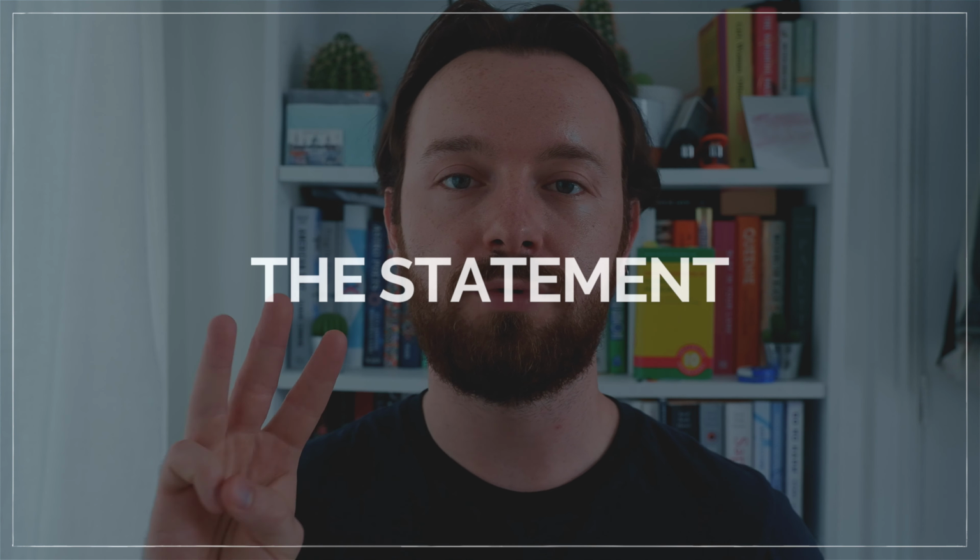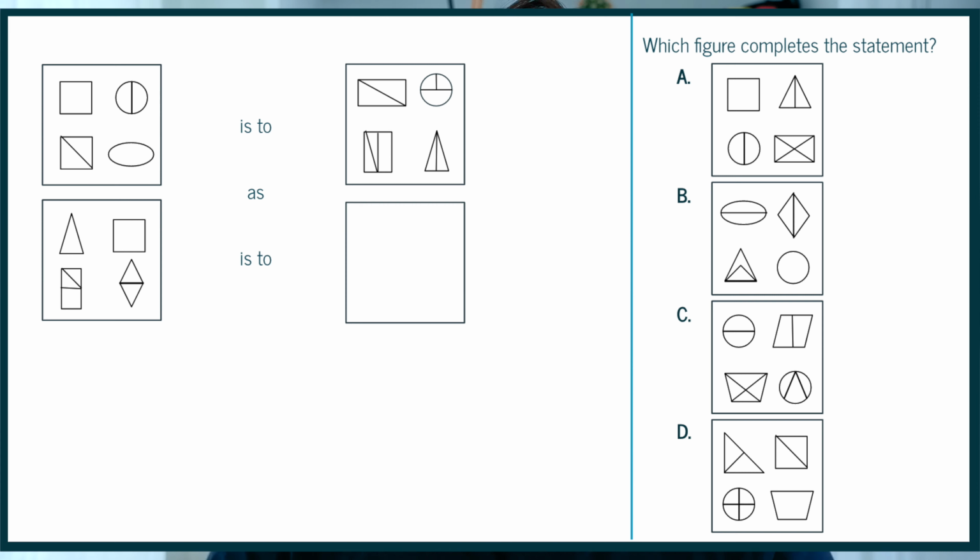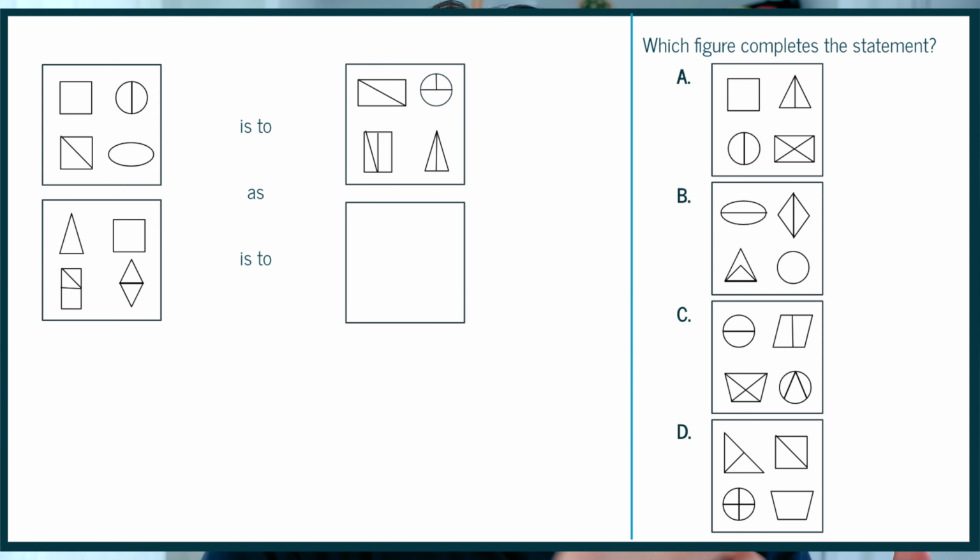And then the last type of question you might come across is the statements. So you're going to be given 3 boxes on screen, and the first 2 boxes are paired together. There's some kind of progression from one box to the next. You're then given another box, which is not paired with anything, and you have to find the box which shows the same progression as the previous pair.